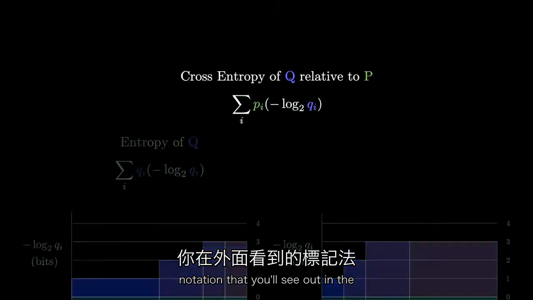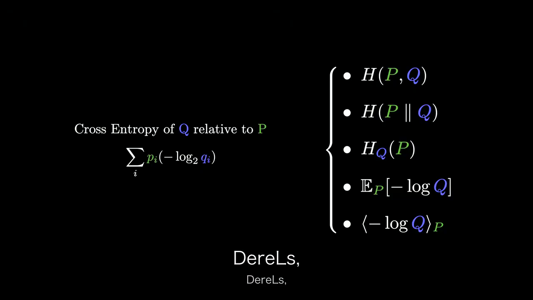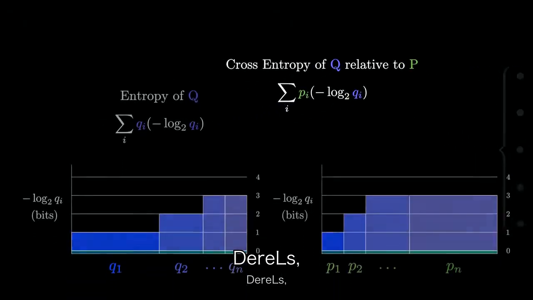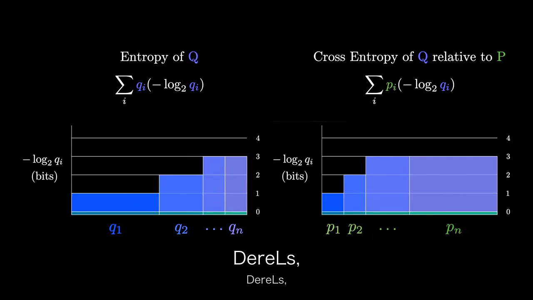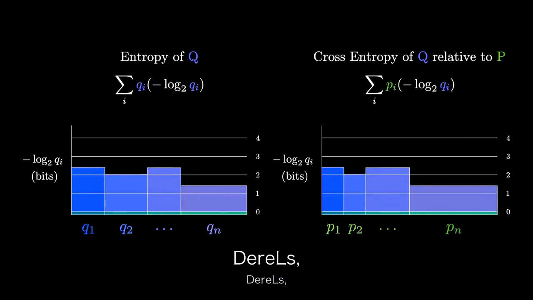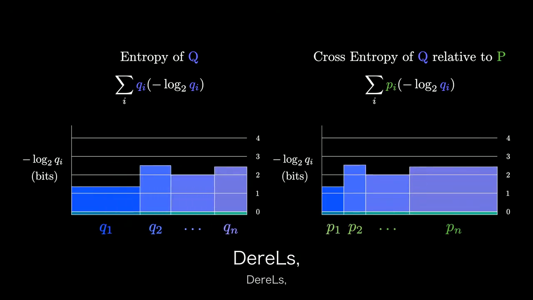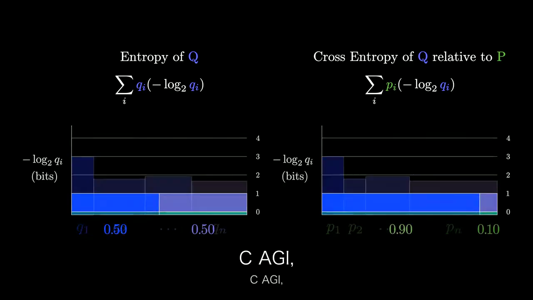The specific notation that you'll see out in the wild is a little bit of a mess. There's a lot of different conventions. For you and me, we'll just think about the sum itself, visualized with this diagram where the width of each bar is P sub I, while the height is the negative log base 2 of Q sub I. With any new formula, it helps to build some intuition with very simple examples. So in this case, instead of having distributions with many possible events, consider a distribution with only 2 events.